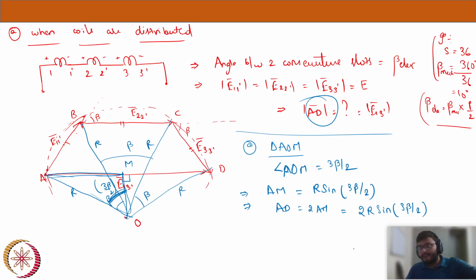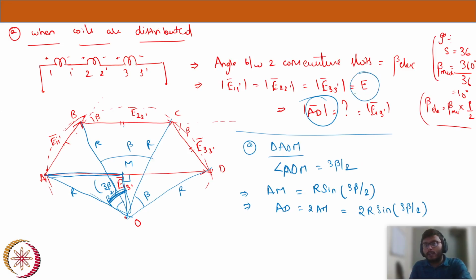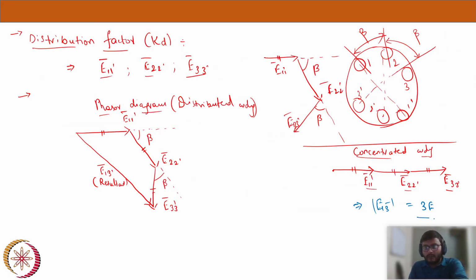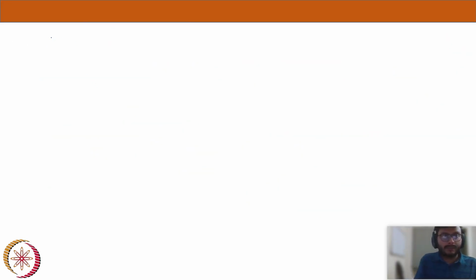Now we have found the magnitude of voltage in case of distributed winding. We already saw that in case of concentrated winding, the total sum E13 dash is equal to simple addition. It's in the same phase. There is no beta here. So it's nothing but 3E, since we took the magnitude of each to be E. In case of concentrated winding, it will be 3E. But in case of distributed winding, it will be 2R sine 3 beta by 2. Now, let's take the ratio of this.